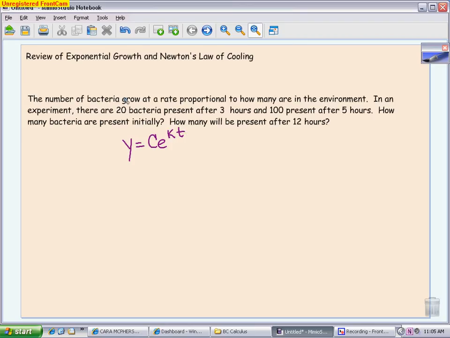For the first equation, we know that we have 20 bacteria after 3 hours. So we get this equation, and we know that there are 100 after 5 hours. We actually did a problem like this last year in calculus, but it was with fruit flies, but it was the same type of situation. We need to find c.